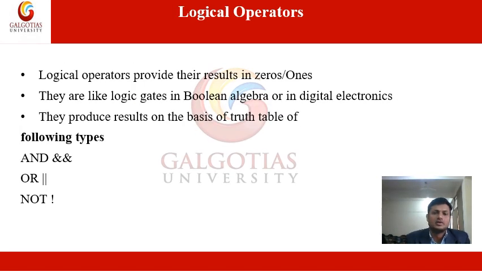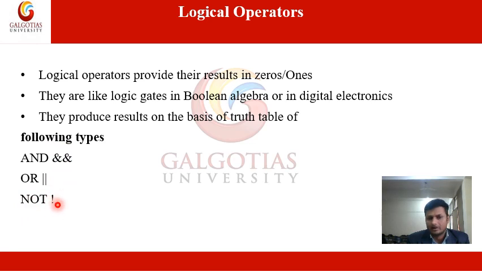Next, we have logical operators. Logical operators provide their results in zeros and ones, similar to the relational operators. They are like logic gates in Boolean algebra or digital electronics. They produce results on the basis of a truth table. There are the following types of logical operators. Number one, and. This is the symbol for and. Number two, or. This is the symbol for or, so we use double and as well as double or.